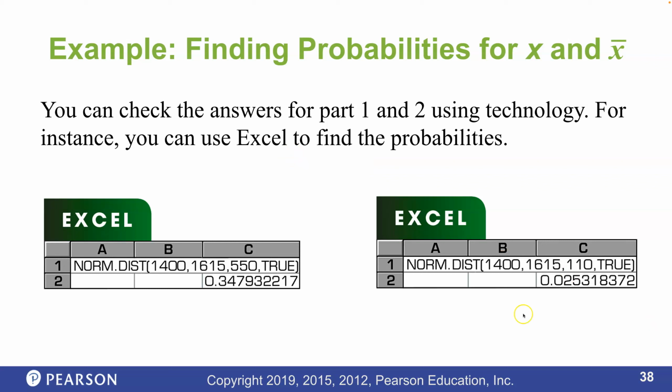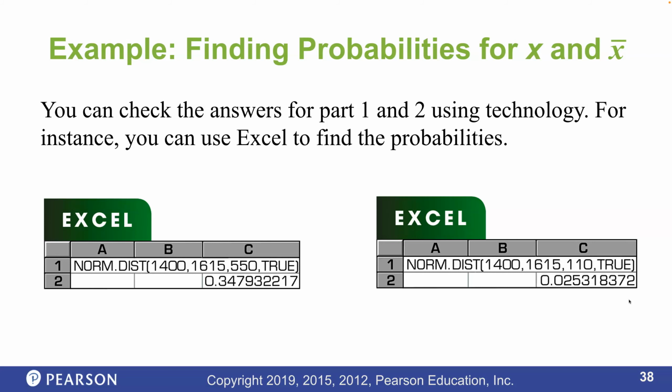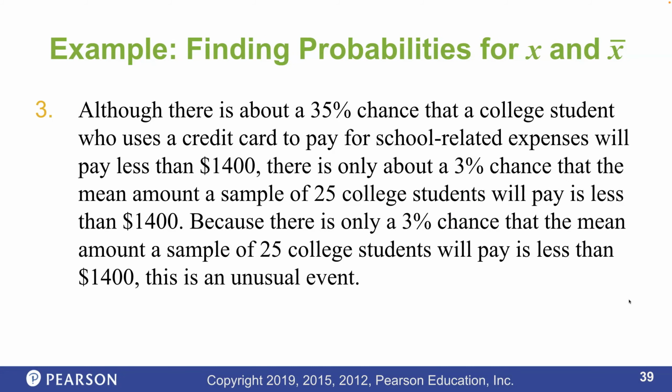So you can check the answers in parts 1 and 2 using technology. For instance, you can use Excel, okay? They also have this function called norm.dist, and you can find that same probability. Our technology choice was just StatCrunch. So let's look at comparing those two different answers.